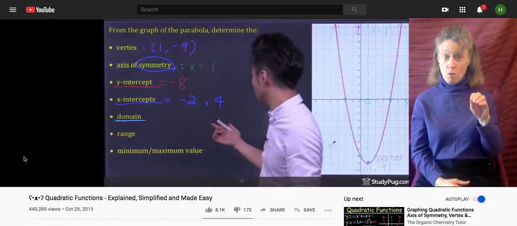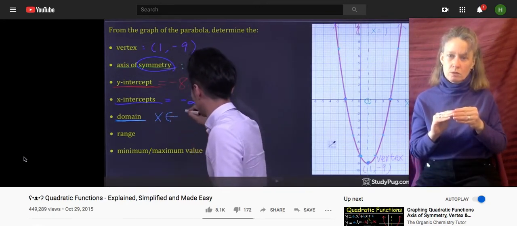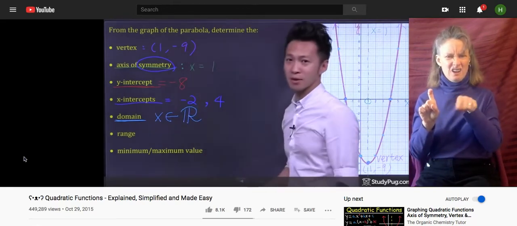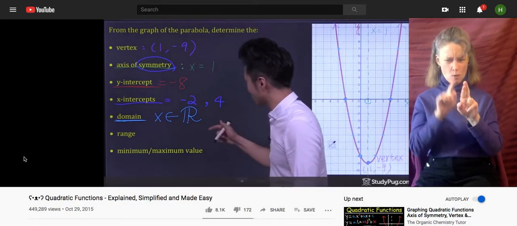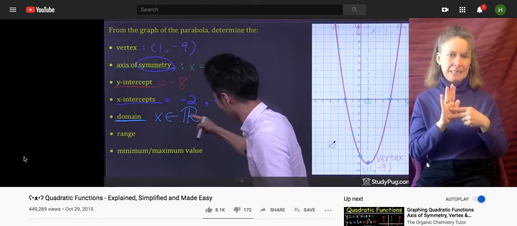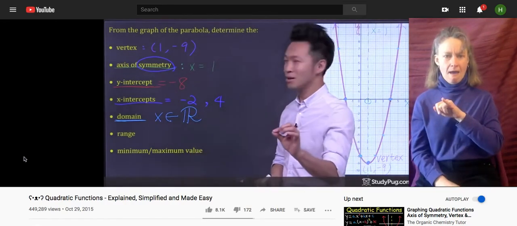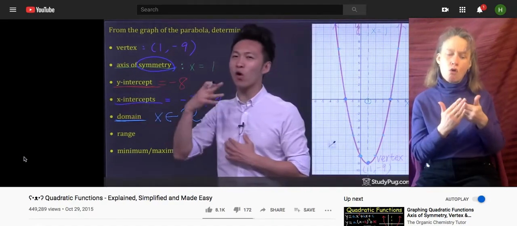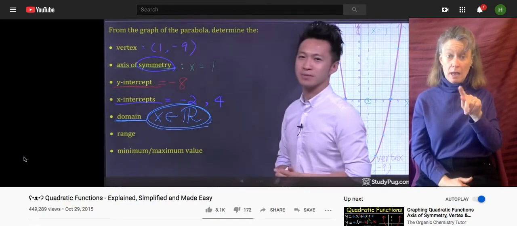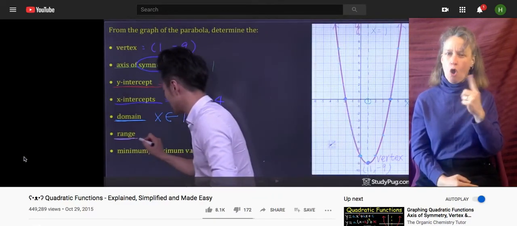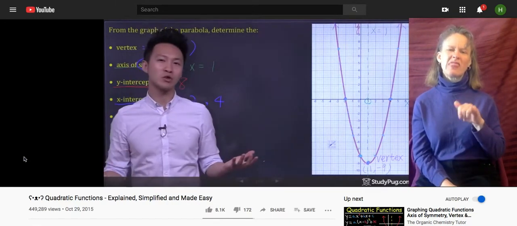And we write it in mathematical notation like this. x is an element of all real numbers. Right? This symbol means is an element of. And this symbol here, an R with an extra bar, represents all real numbers. In fact, the domain for any quadratic function is always x is all real numbers. Next, range. By definition, range is the set of y values for which a function is defined.